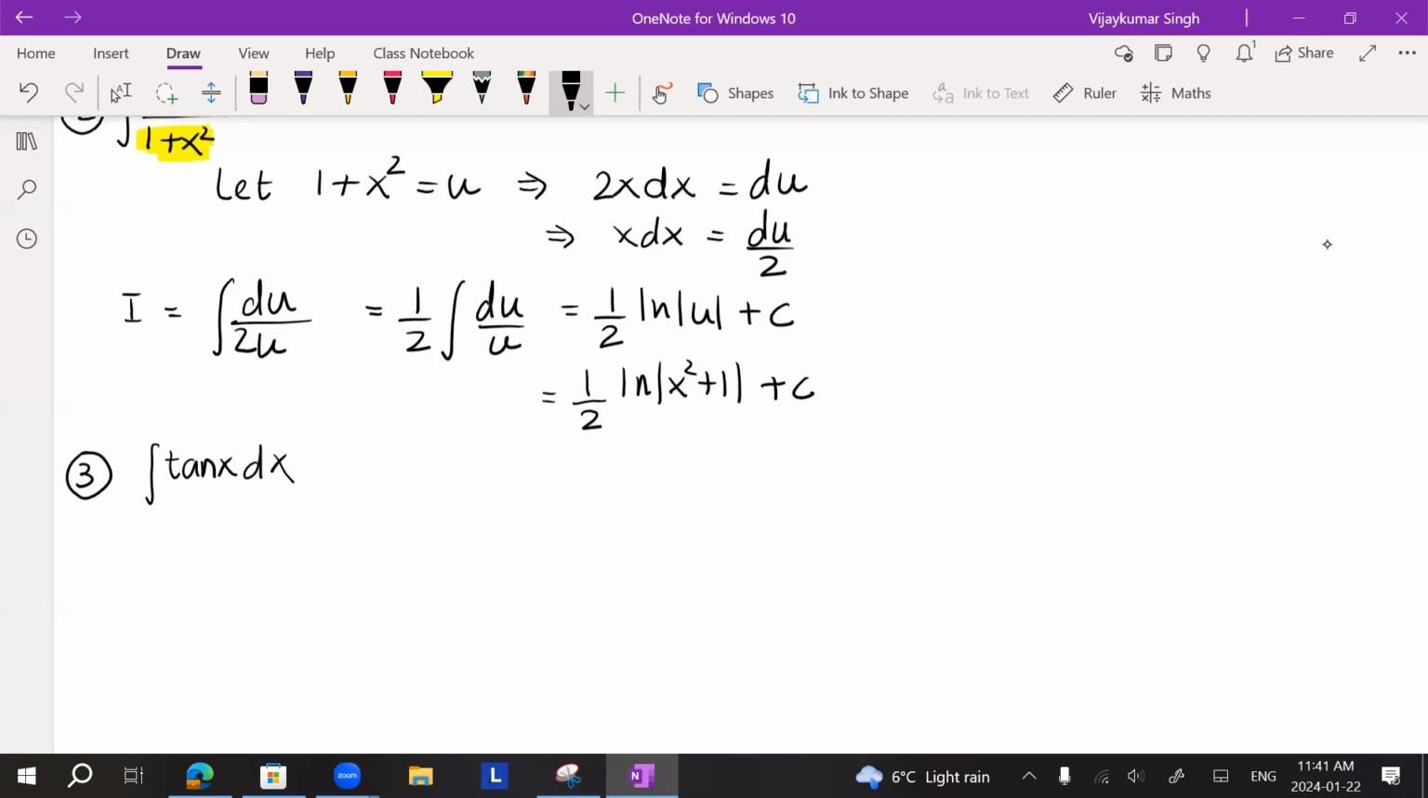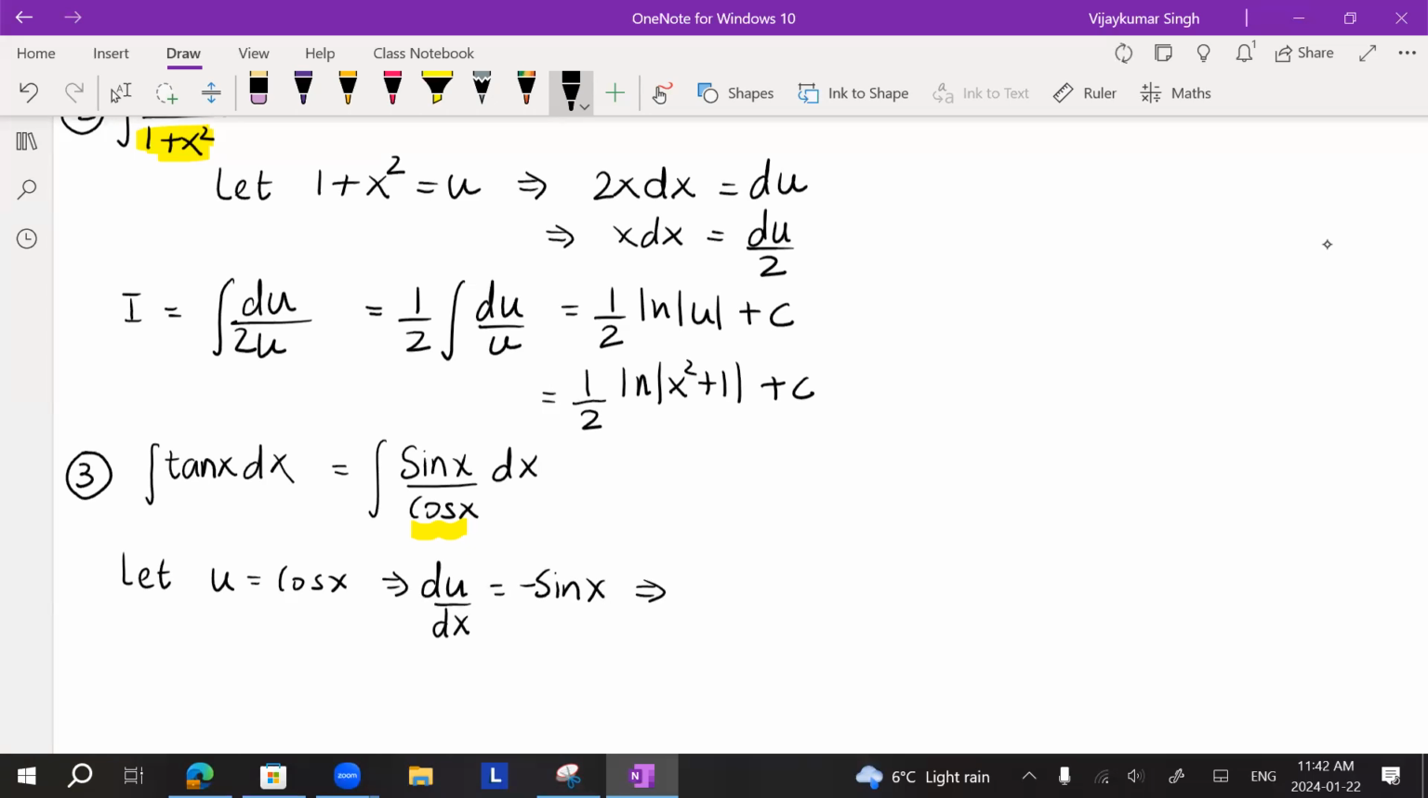But notice the following: we can see that tan x can be written as sin x over cosine x. Right? And the other thing to notice is that the derivative of cos x is on the top. So we have the derivative of cos x is minus sin x. So we can do the substitution now. Again, the same story. Let u be cosine x, then we get du by dx equals minus sine x.